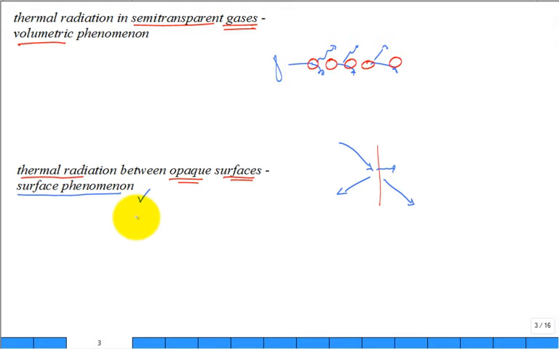All right? So semi-transparent gases, they exist. They're important. Let's say a fireball in a furnace. That's a semi-transparent gas. Okay? The photons are emitted right where the combustion's happening, but they don't all get to the exterior of that firebox.